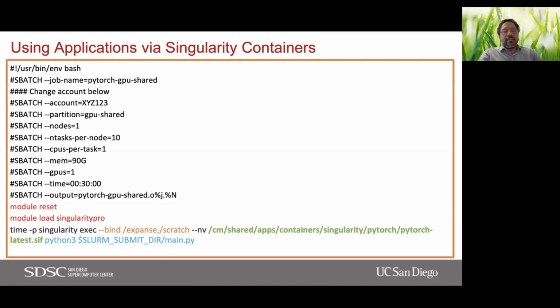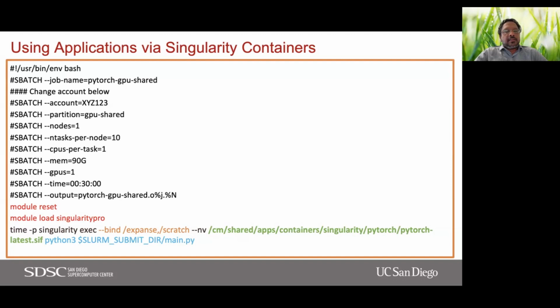Now, how do you actually use applications through the containers? We have examples, as I mentioned, but I'm just showing you one of the PyTorch examples here. For the Slurm part of things, which is where you request the resources from the cluster that you need to run your job, in this case, we're saying I need one node, 10 CPU cores, 90 gigabytes of memory, and one GPU. This is pretty standard. This is how you would request resources from Slurm.